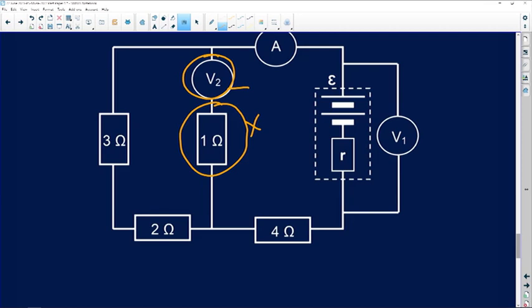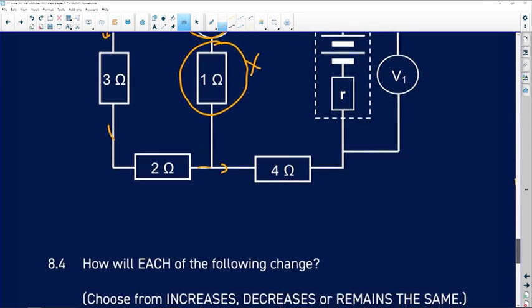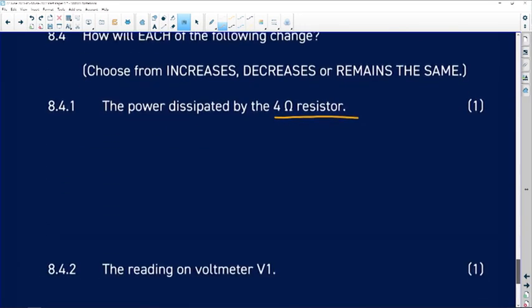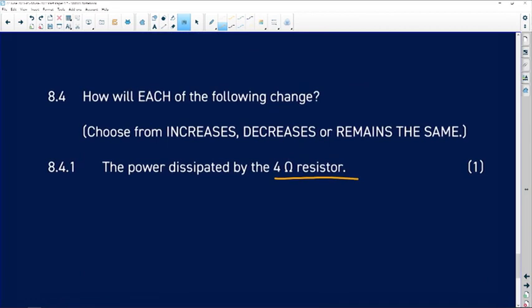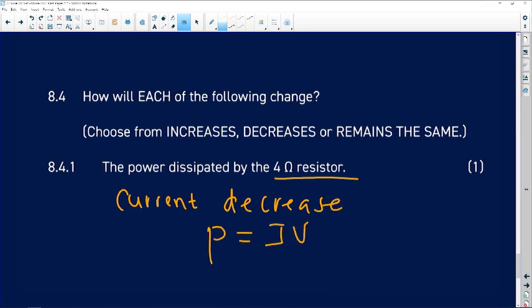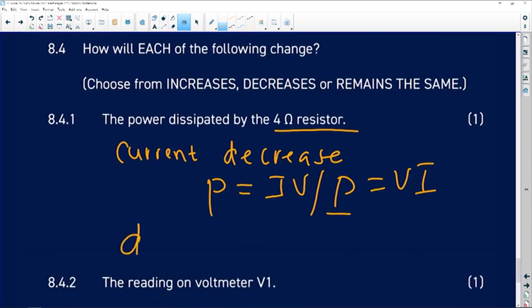So I have a series circuit. And we know that with a series circuit, if you remove a resistor in parallel, you increase the resistance of the circuit. And if the resistance increases, we know that current will decrease. Then P equals IV, the other formula says P equals VI. So if current decreases, even the power is going to decrease. So the answer here for 8.4.1 is decrease.